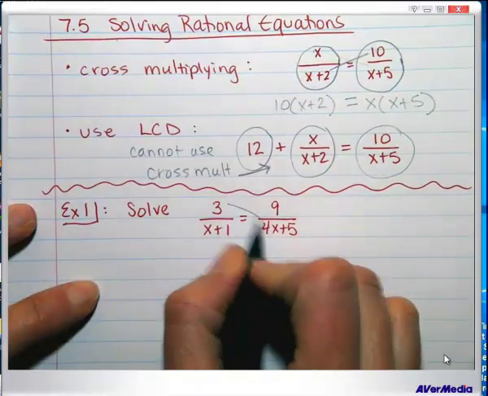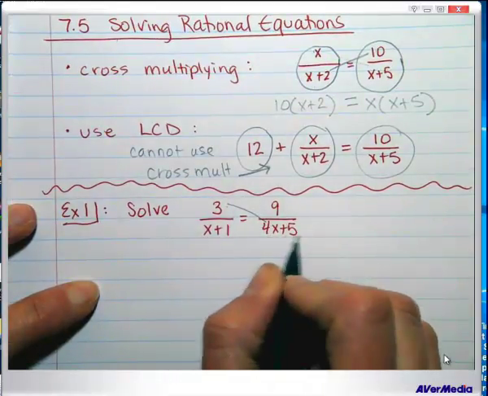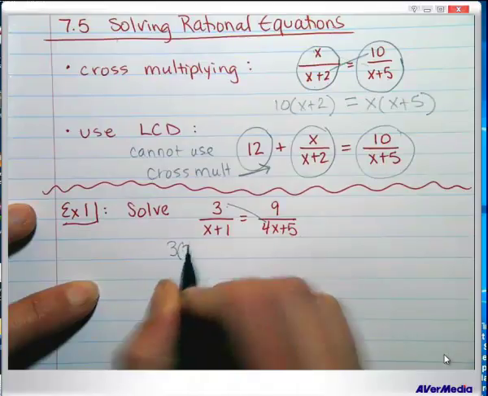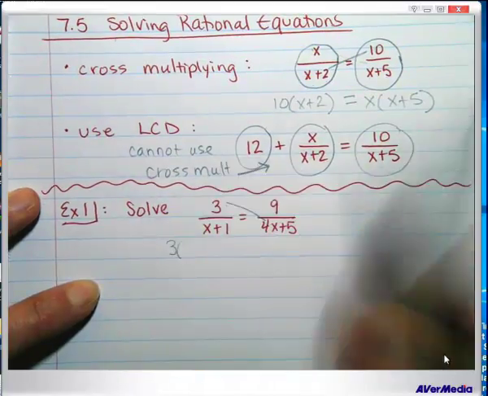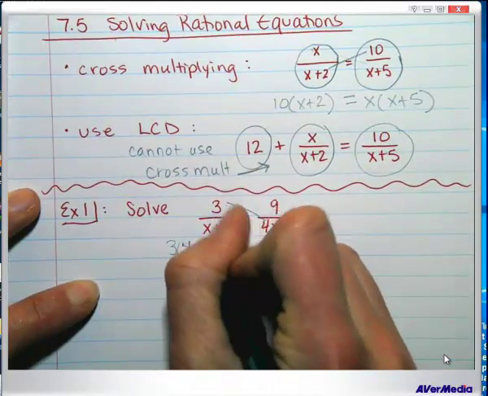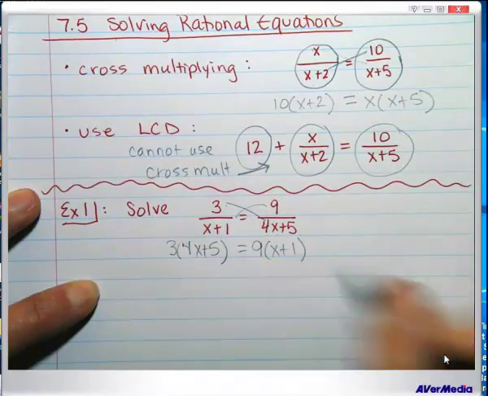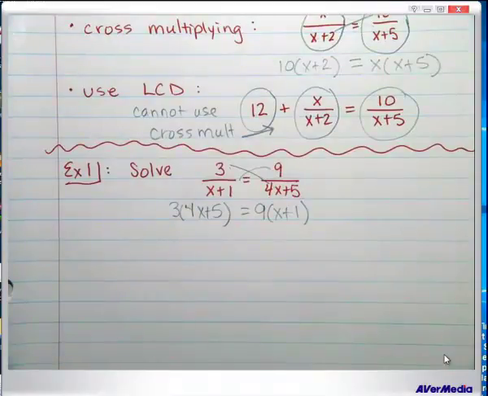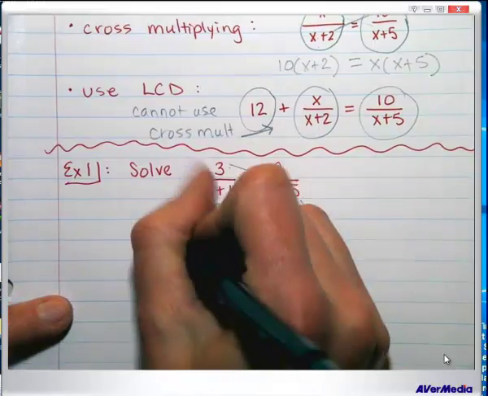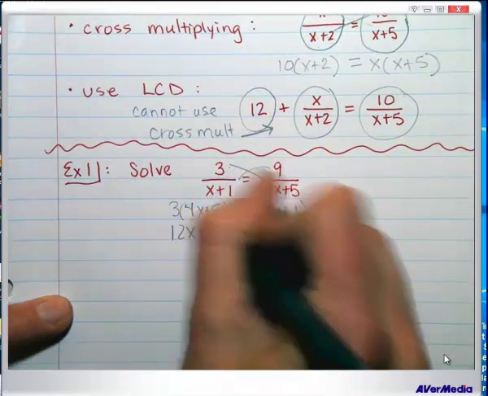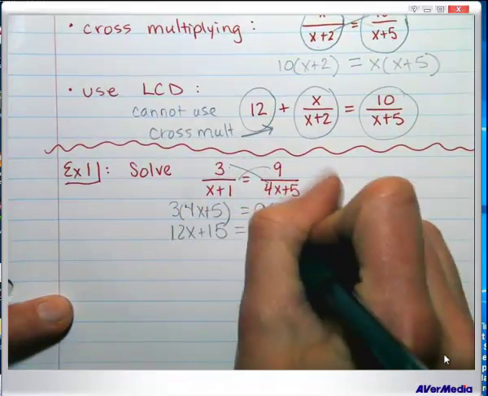I'm going to do the 3 times the 4x plus 5 first. So 3 times 4x plus 5 is equal to 9 times x plus 1. And I'm writing it out in that step because that shows what I did. If you want to actually multiply the first step and just do the work in your head, that's fine. 3 times 4x is 12x. 3 times 5 is 15. So we get 12x plus 15 equals 9x plus 9.